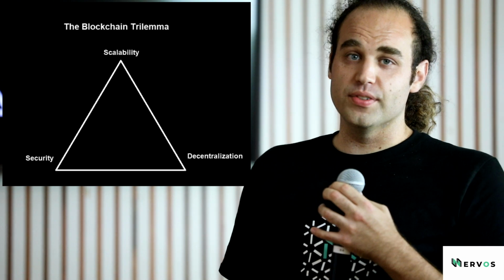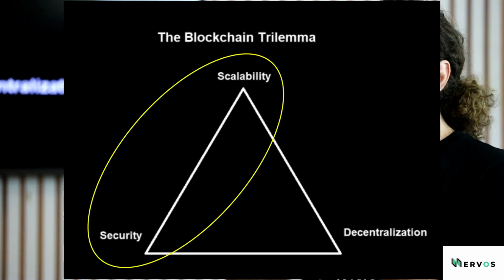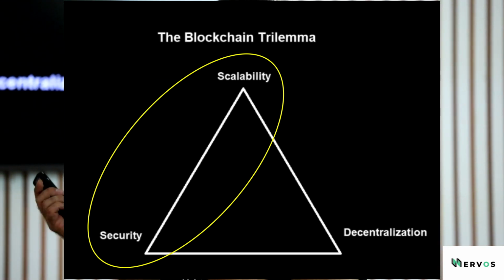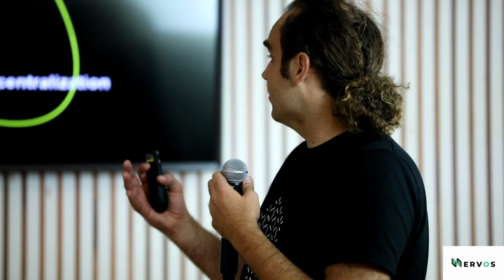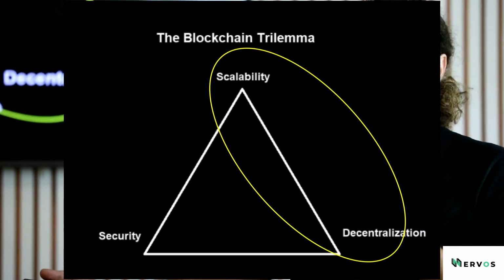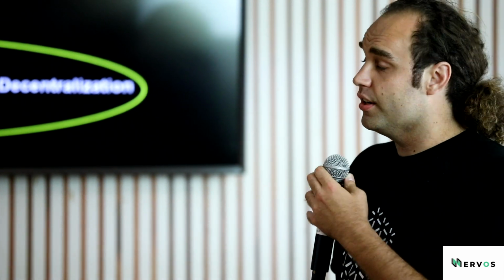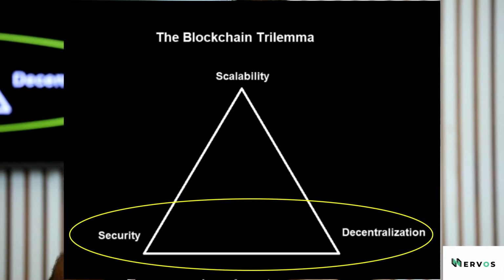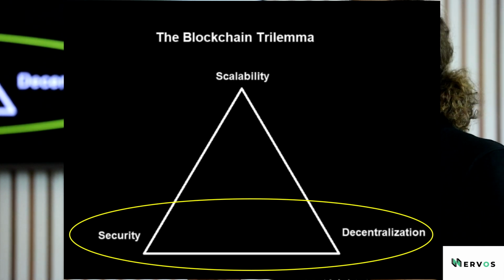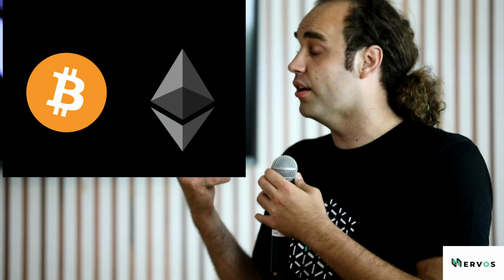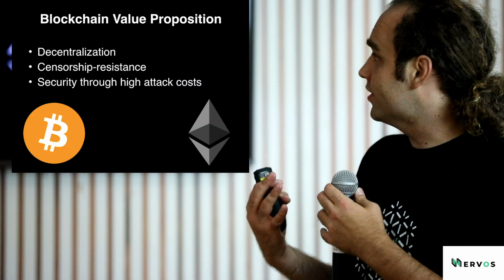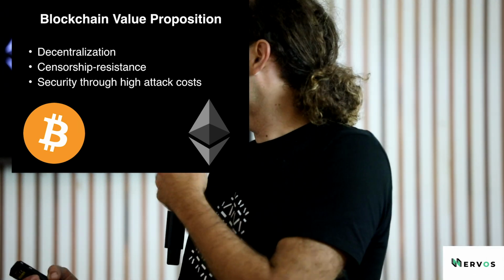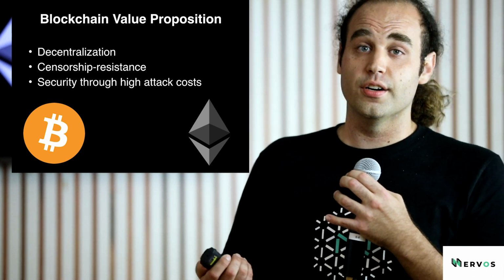So this was proposed by Vitalik Buterin, the inventor of Ethereum, a few years back, and it says that we can only have 2 of 3 of these qualities in a public blockchain. So we can have scalability, we can have security, but we can't have decentralization. We can have scalability, we can have decentralization, but we're not going to have security. Or we could have security and decentralization, which the blockchains that people are most familiar with do have, but they don't have scalability. So we're talking about Bitcoin or Ethereum. So these blockchains are decentralized, they're censorship resistant, they have security through high attack costs, but unfortunately they don't scale.